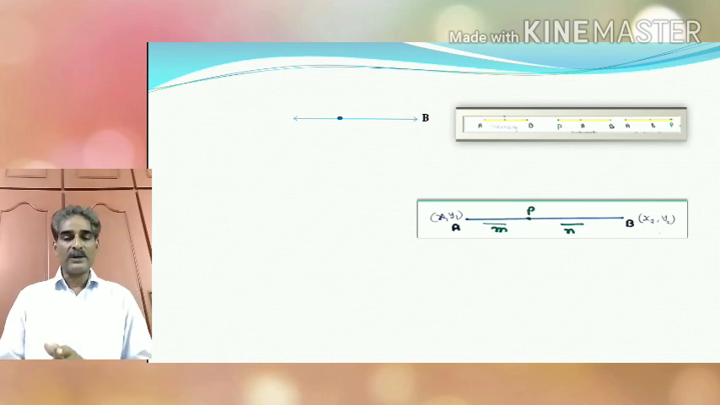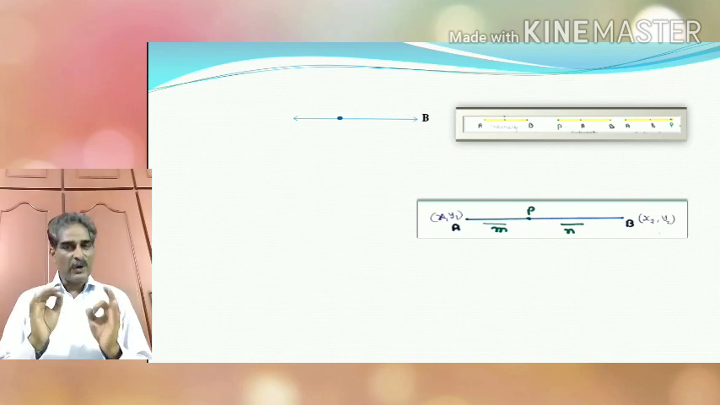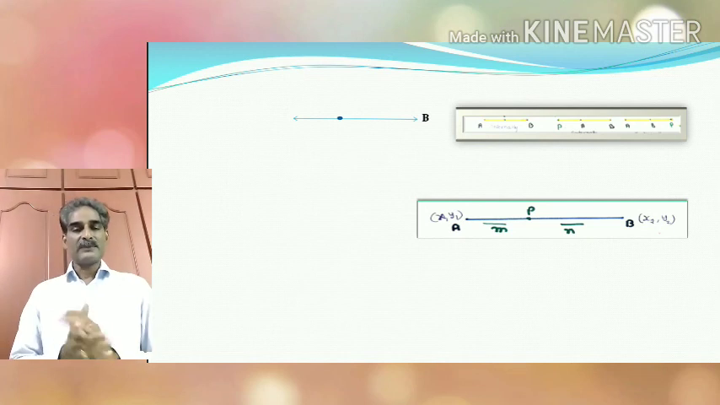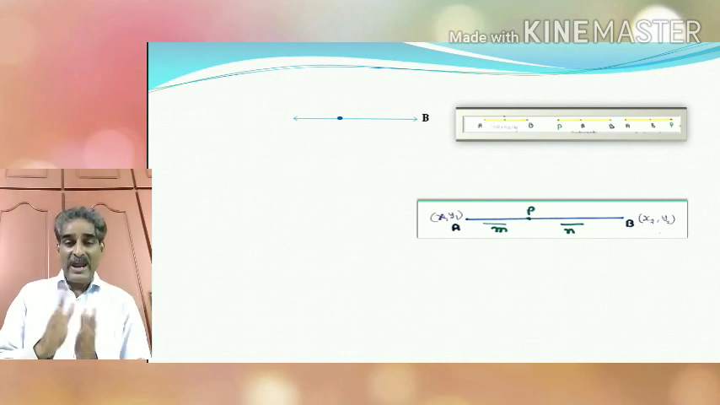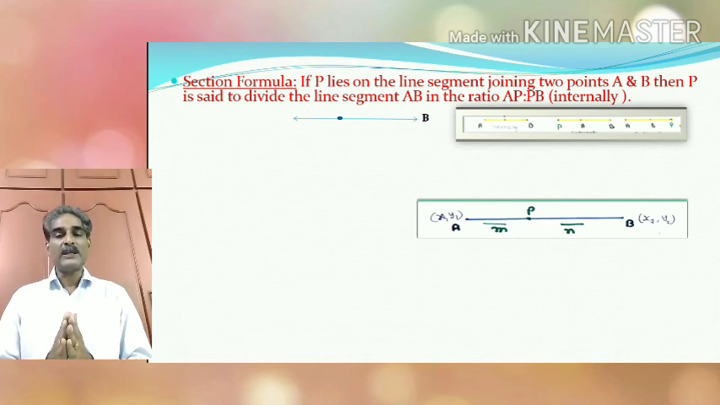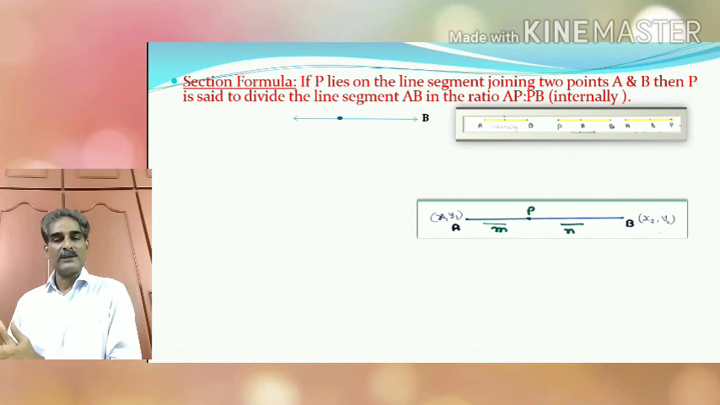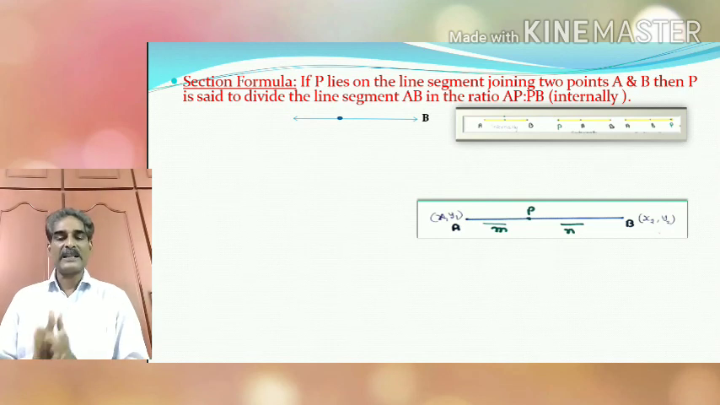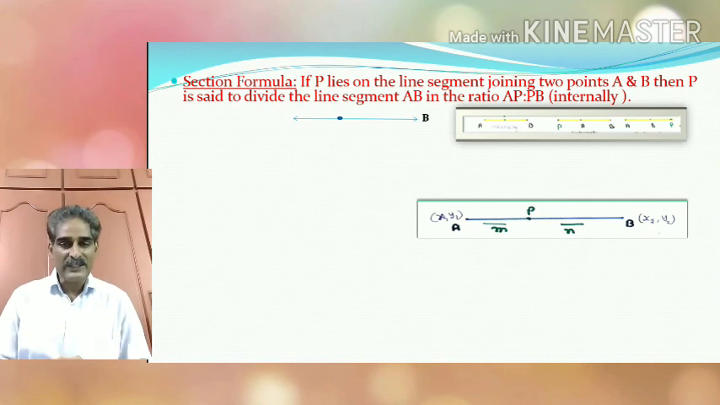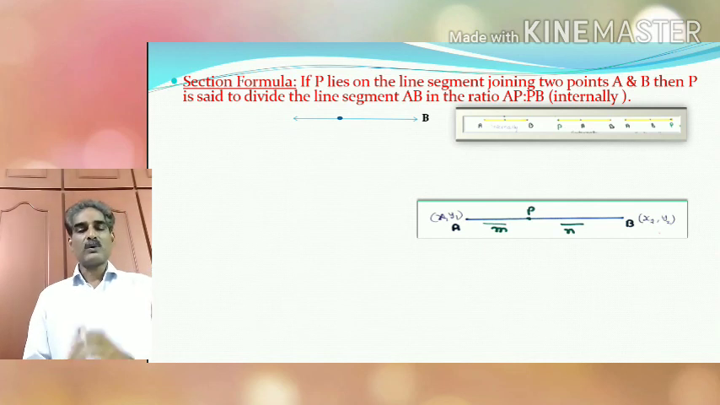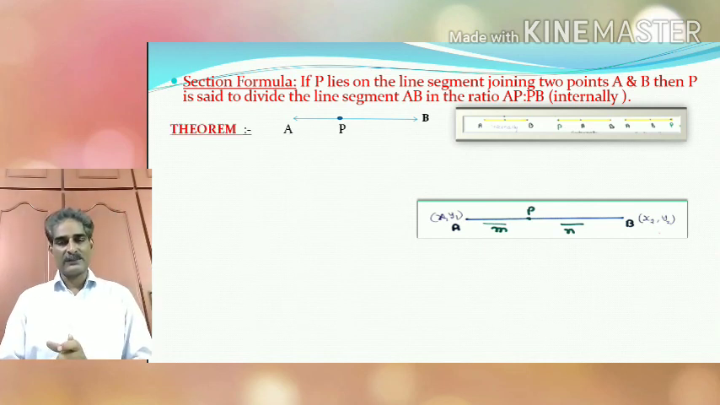So now come to the point. If suppose a point P lies on the line segment joining AB, then the point is said to divide the line segment AB into some ratio AP is to PB. The point P divides the line segment in the ratio AP is to PB. So how can you find the coordinates of the point P? So there is a theorem. So proof also there. So now I come to the statement of the theorem.